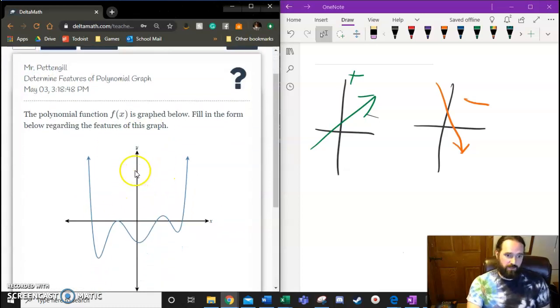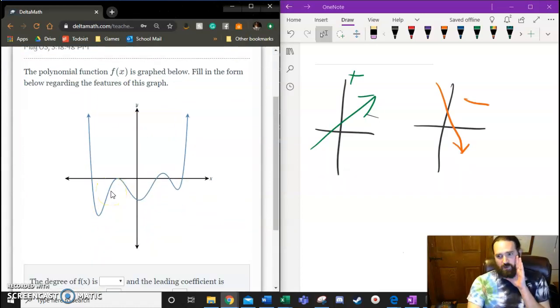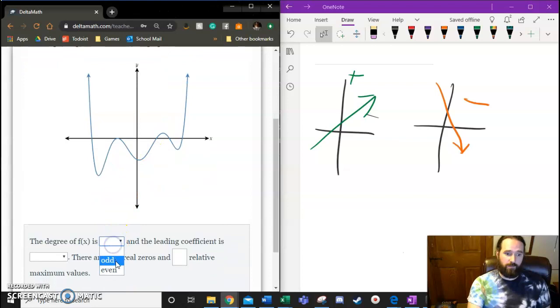One last one for good measure. I'm trying to go 50-50. So I come in from the top and leave through the top. On my form, that's going to be an even. Came in through one side, left through that side. Same side, even. Leading coefficient is, as x increases, y is going up, positive.